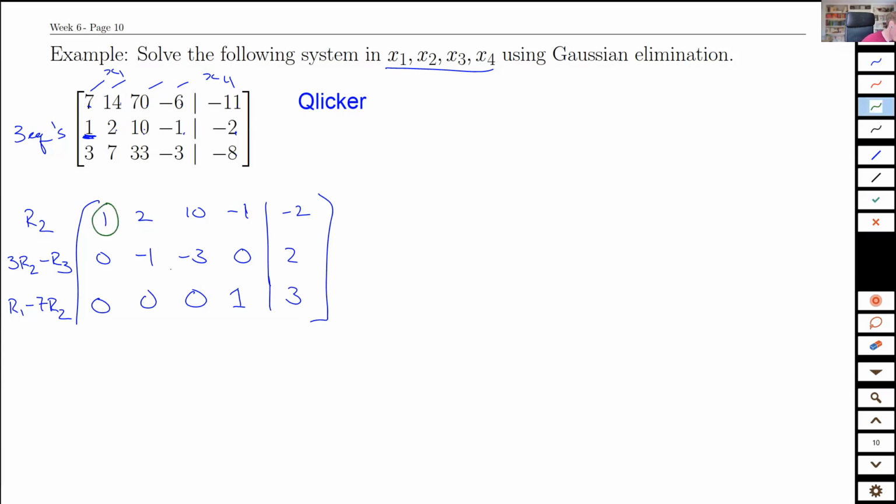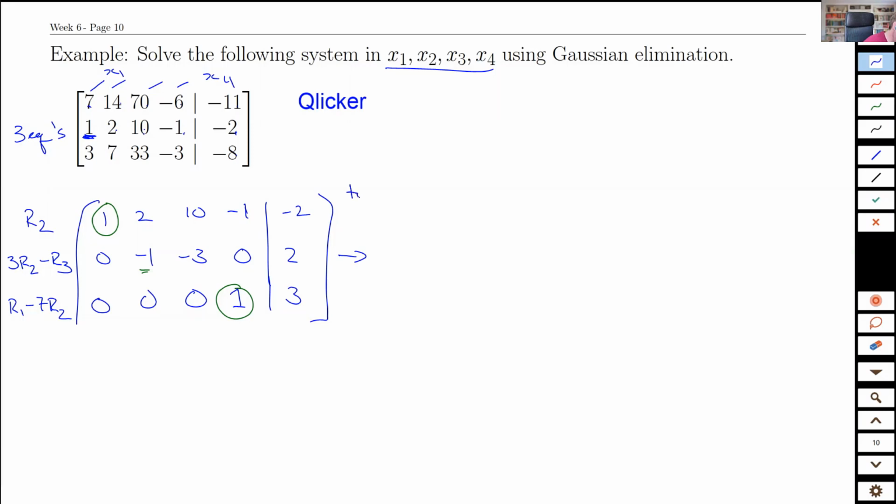Look at the leading ones. That's all fine. Oh, it's actually not quite a leading one. We're almost there with this, but not quite. So again, you may want to tidy as you go along, or you can just keep going full bore trying to get leading ones and then zeros all in multiple operations.